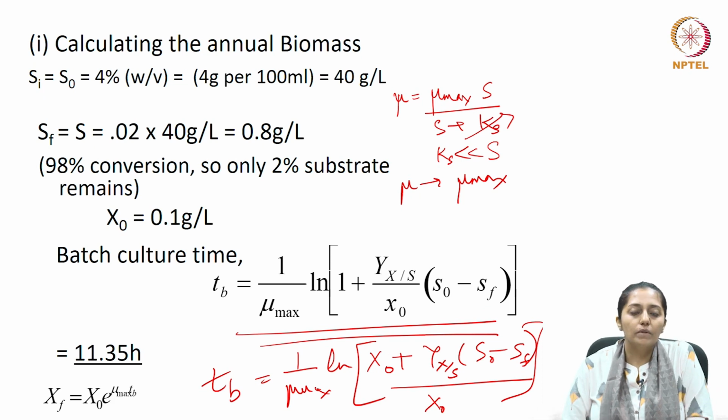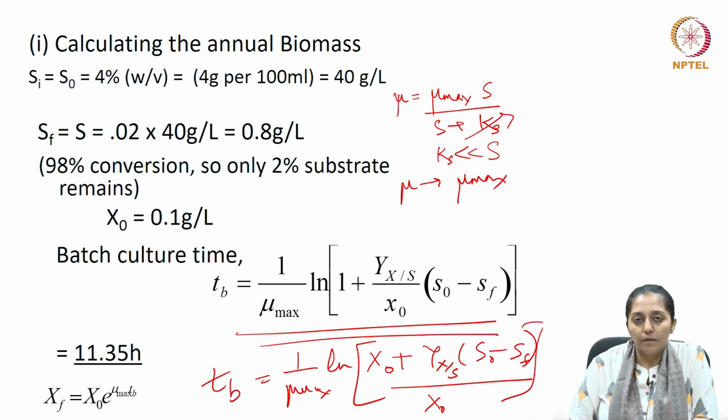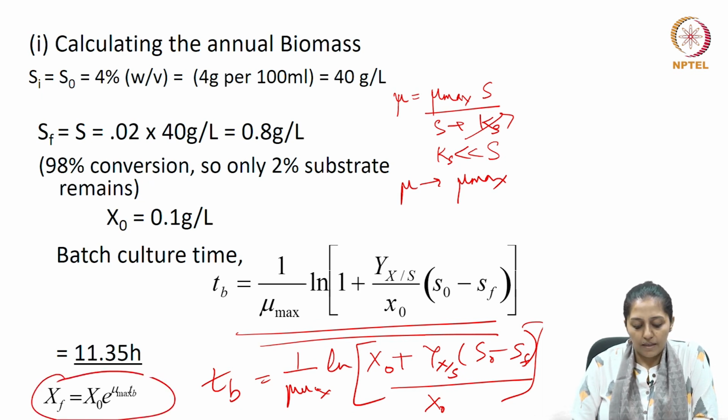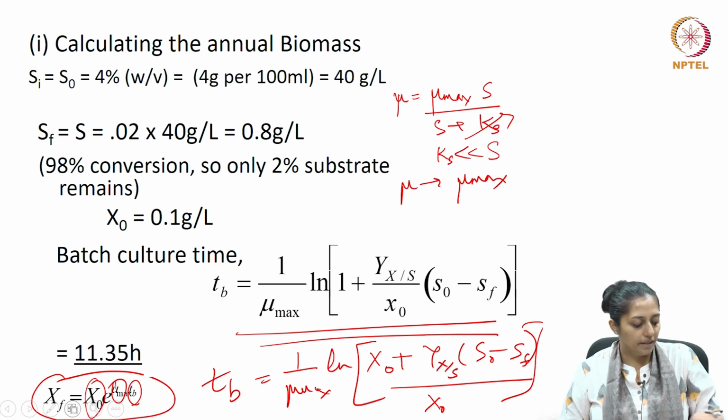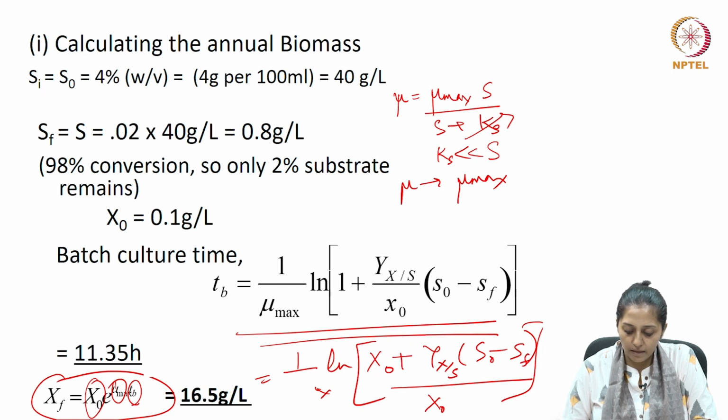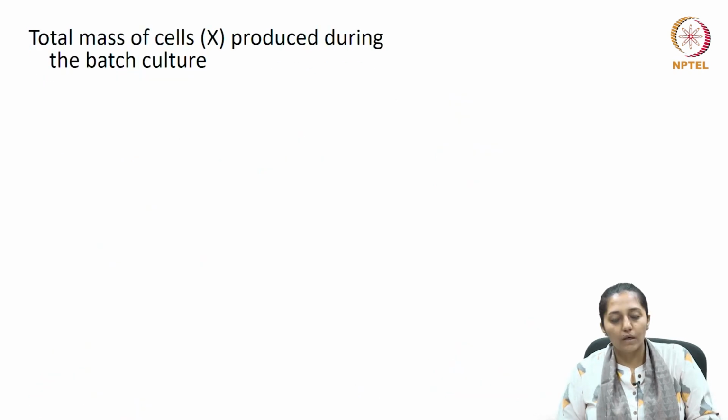Now, once you know the batch time, you can calculate the final biomass produced by the equation given in the end, which is the exponential growth, how the biomass changes as a function of batch time. So, at the end of the batch time, you will substitute t as the batch time, and the culture is growing at its mu max. The initial biomass is known, so you can calculate the final biomass concentration. It comes out to be 16.5 grams per liter.